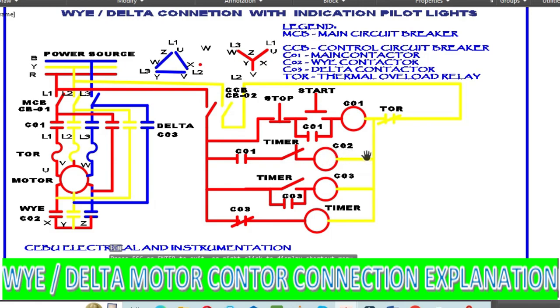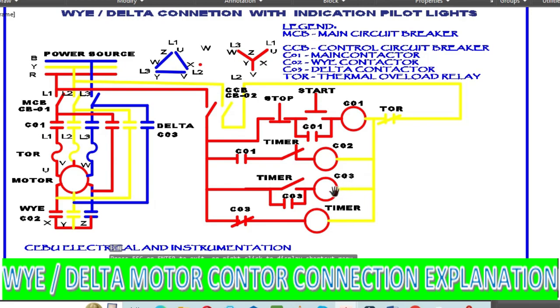So once the CO2 is energized, that means this Y contactor is already closed. Then the induction motor runs as a Y connection. While the Y is running, the timer is counting up to the setting time. Then once the setting time is over, this contact will be open and then the other closed. Once this is closed, the timer will energize this CO3. Once CO3 is energized, then the delta contactor will be closed, then running the induction motor as a delta connection.